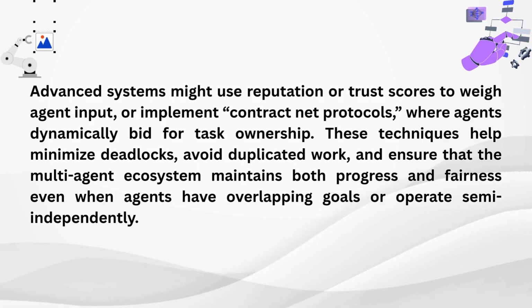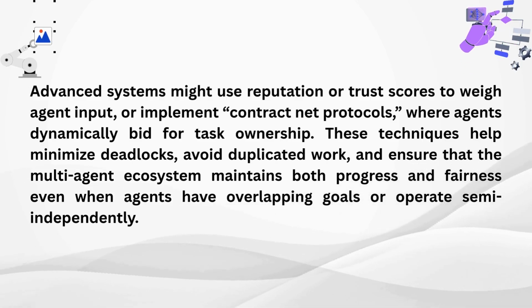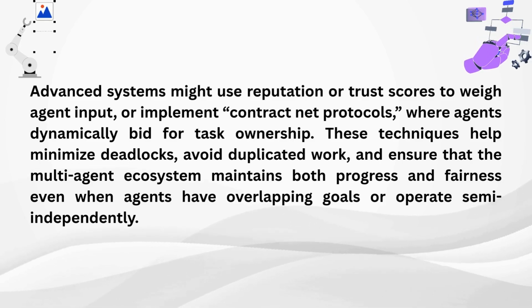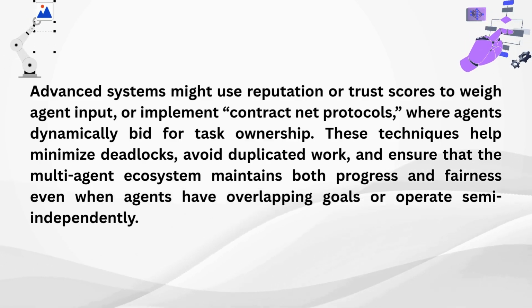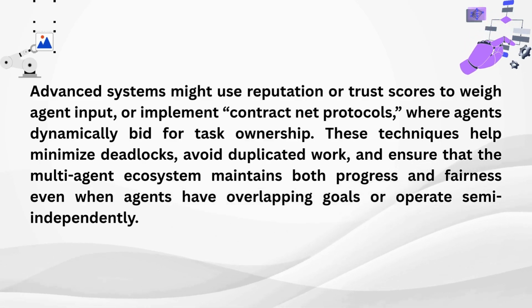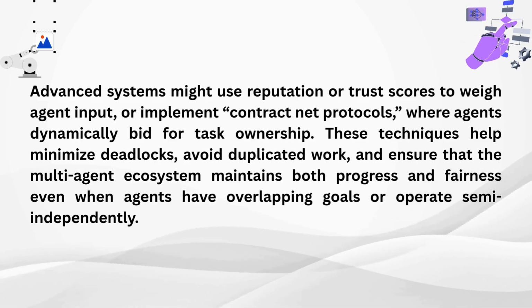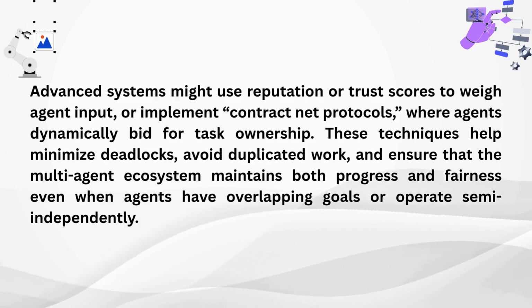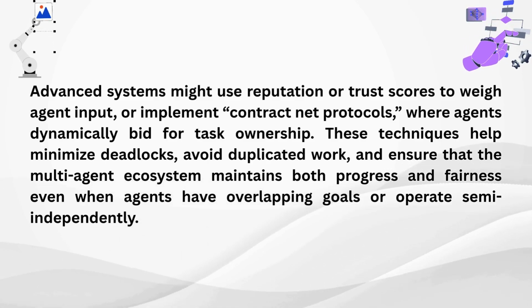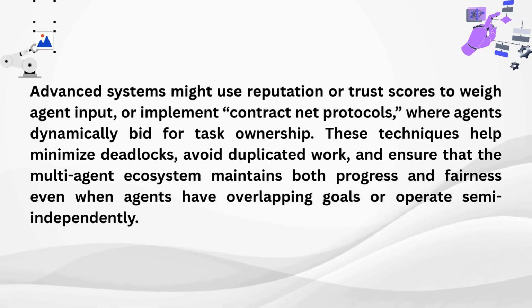Advanced systems might use reputation or trust scores to weigh agent input, or implement contract net protocols, where agents dynamically bid for task ownership. These techniques help minimize deadlocks, avoid duplicated work, and ensure that the multi-agent ecosystem maintains both progress and fairness, even when agents have overlapping goals or operate semi-independently.